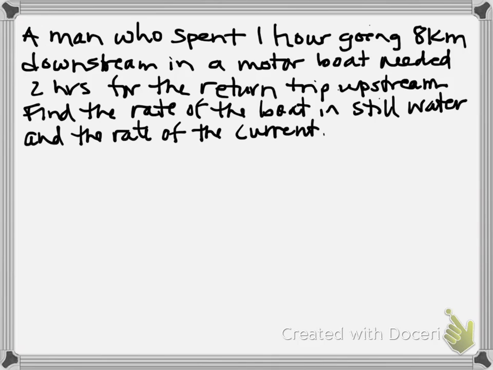Okay? All right, so we've got a man who spent 1 hour going 8 kilometers downstream in a motorboat, needed 2 hours for the return trip upstream, and then we wanted to find the rate of the boat in still water and the rate of the current. So here's what I do for my chart. My two unknowns deal with rates, but they deal with a combination of rates. So what I'm going to distinguish is downstream and upstream.